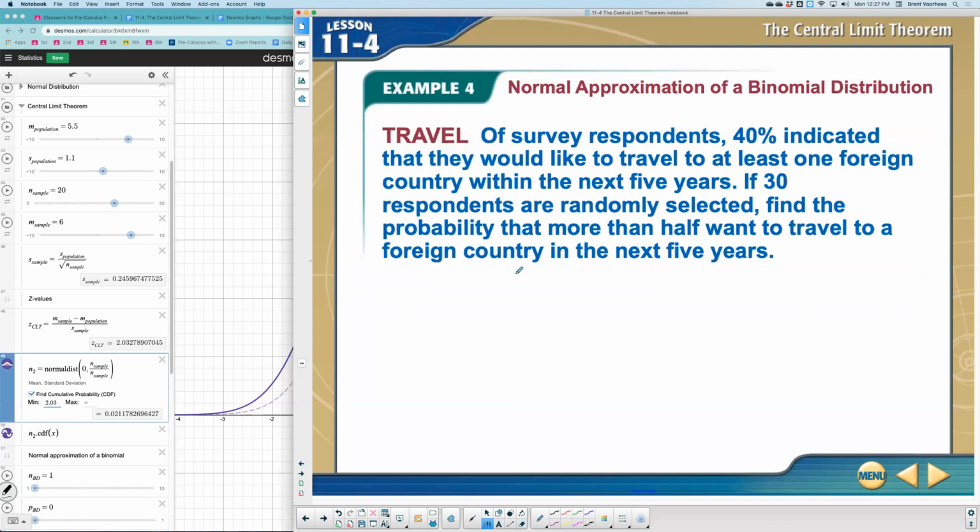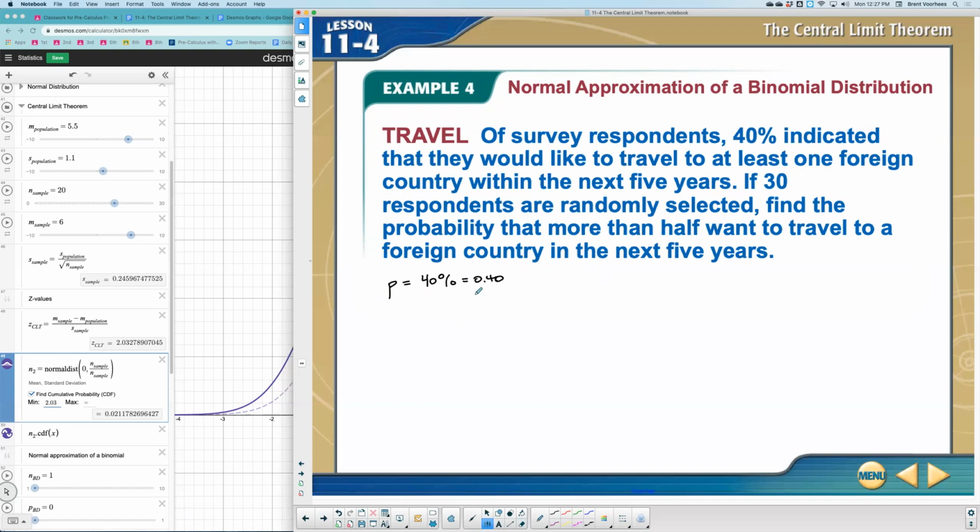Okay, so here's the first problem we're going to look at. It says out of survey respondents, 40% indicated that they would like to travel. So that's going to be what we'll call the probability of the good result. We'll just say the probability of the good result is 40% would like to travel, which we could just say is 0.4 or 0.40, however you want to look at it. I'll leave it as 0.40.